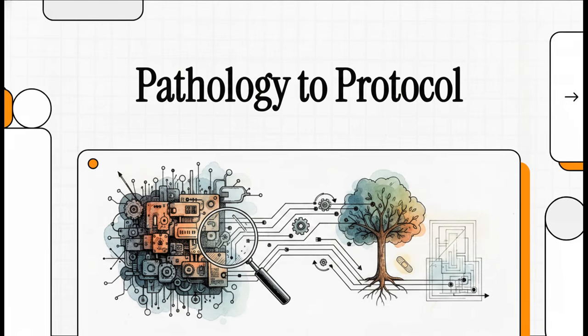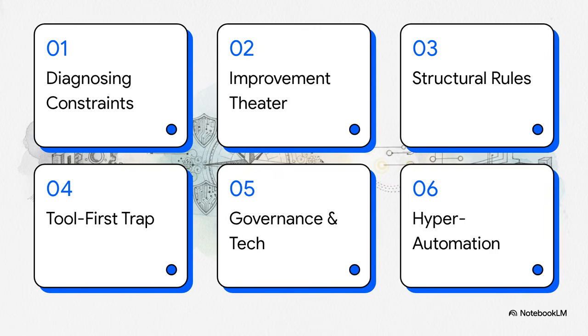Welcome to this explainer. Okay, let's get right into it. Today, we're putting business operations under the microscope. We're going to diagnose the structural illnesses hiding in your business and prescribe strict protocols for lasting operational transformation. We are going to map out exactly how organizational friction takes root and, much more importantly, how to systematically eradicate it. Here's our roadmap for today.